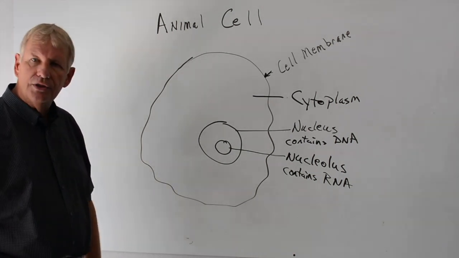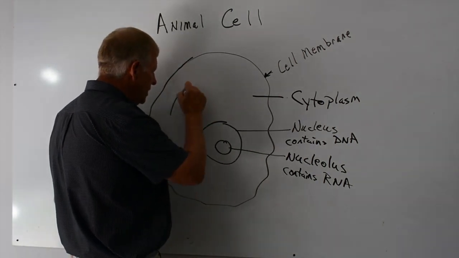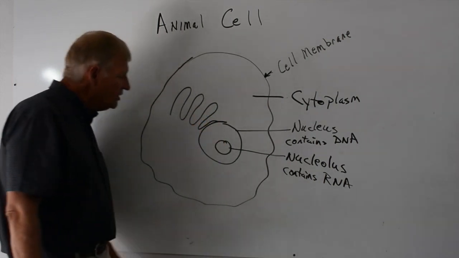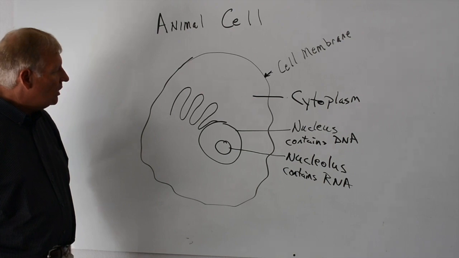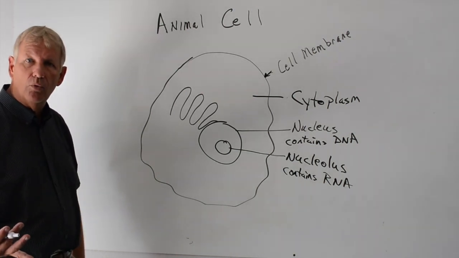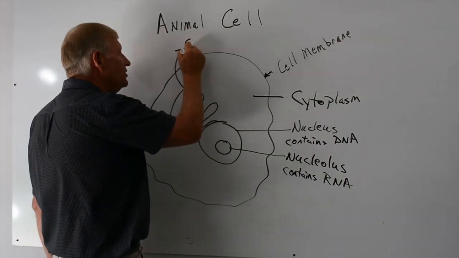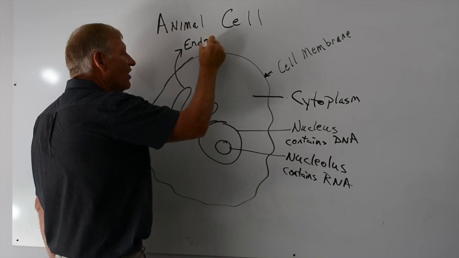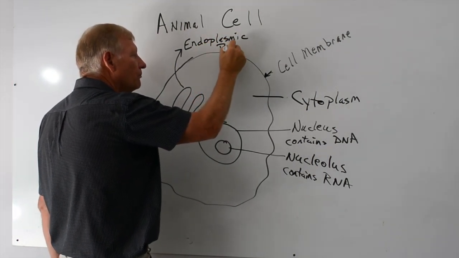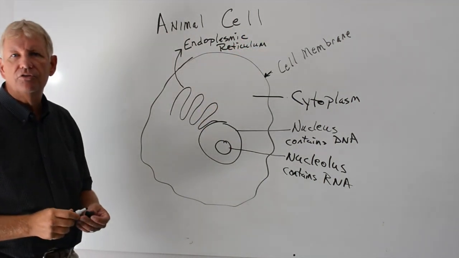Then we have kind of an interesting thing off of the nucleus. It's just a squiggly line like this, and it comes off of the nucleus. Once again, these are all Latin words, and this is called the endoplasmic reticulum. So let's look at this once again.